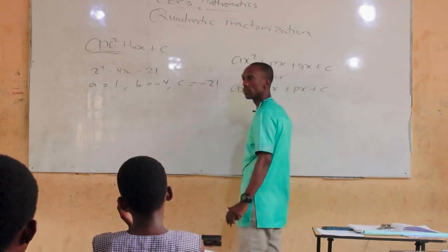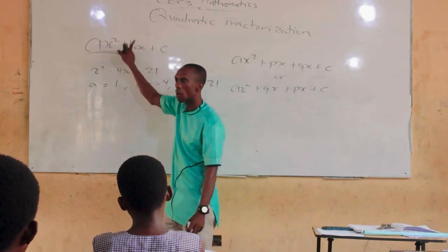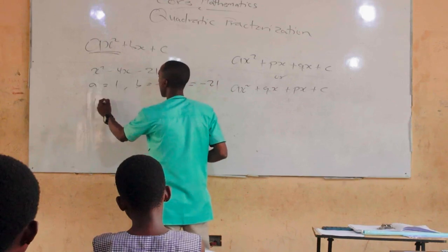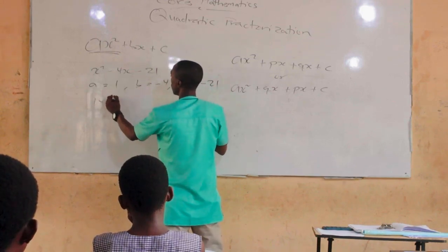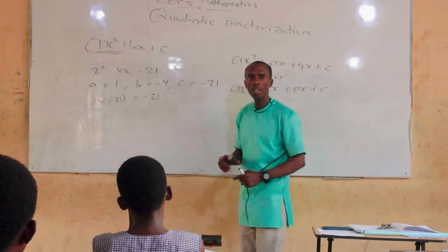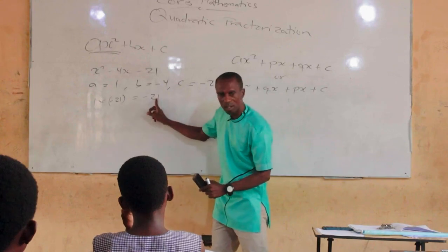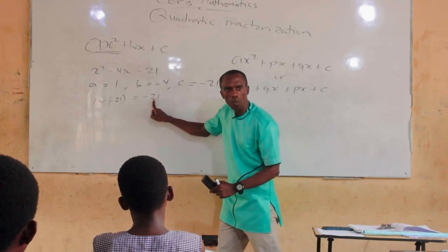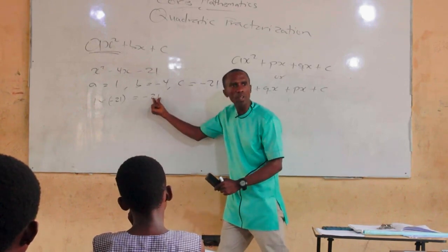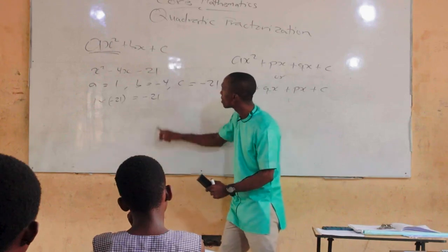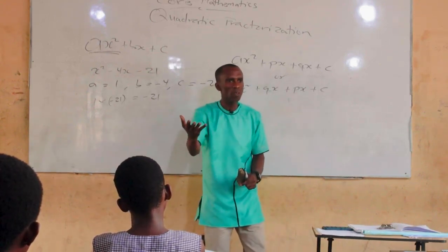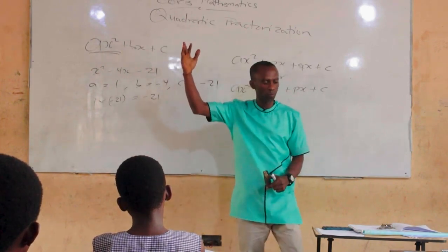Negative 21. So as I've established, our A will multiply C, meaning 1 will multiply negative 21, and that will give us negative 21. So we then look for two numbers. Of course, they are going to be factors of this. We expect that their product should give us negative 21, but their sum should give us negative 4. Do you understand that? So what two numbers can do that?